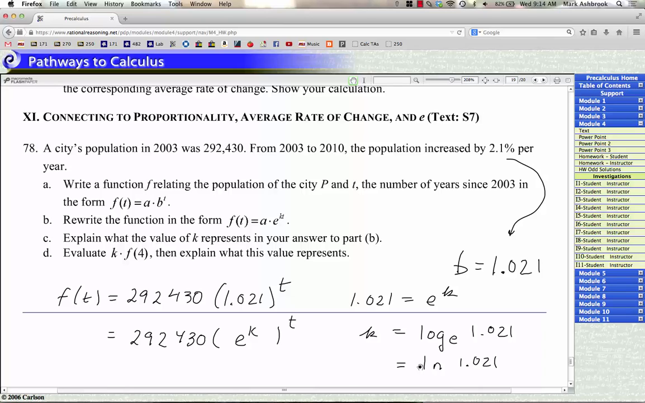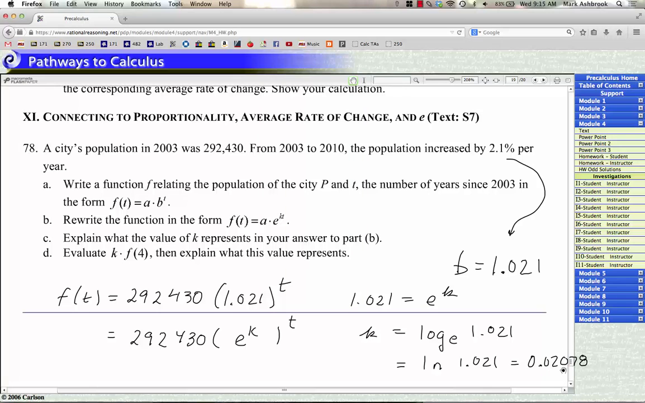In this case, which exponent of e is it? The one that gives 1.021. Therefore, it's the natural log of 1.021. Tell me what that is. 0.0207. 78, I think, yeah, if I remember.